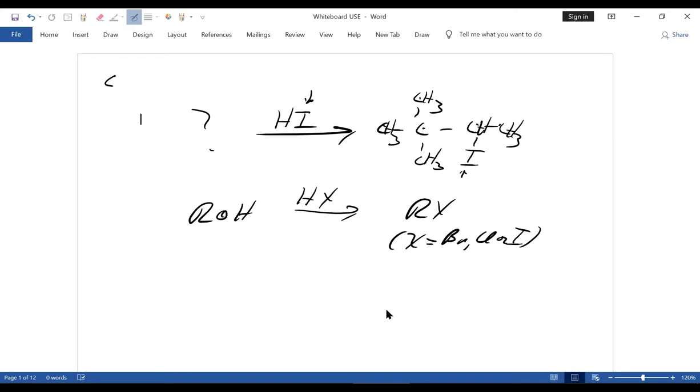So I better start with 1, 2, 3, 4 across. And my 2 methyls, just think, 6 months ago, if I said 2 methyls, you wouldn't know what I was talking about. Now you do. And the carbon with the halogen is the carbon with the hydroxyl group, which is this one right here, which is now this one right here. And that's how you do synthesis.